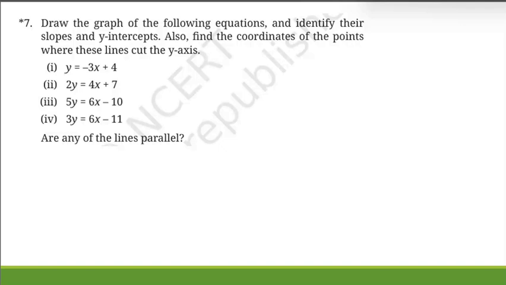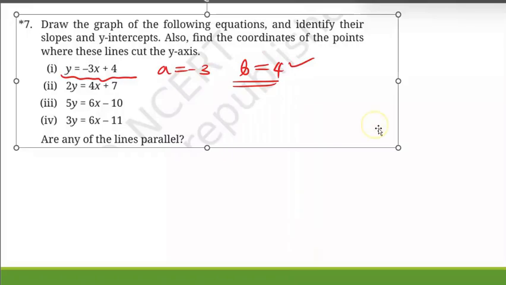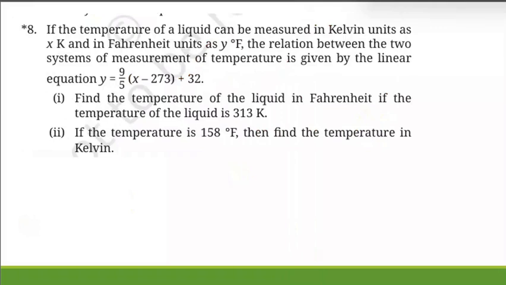You can see the first question itself. What is it? It is y is equal to minus 3x plus 4. Here a is equal to minus 3, b is equal to 4. B is equal to 4, so it will cut above the origin, right? I hope you remember all these points. So using the idea you can draw it. Since it is easy, we are moving to the next question. Okay, so the next question is like that.